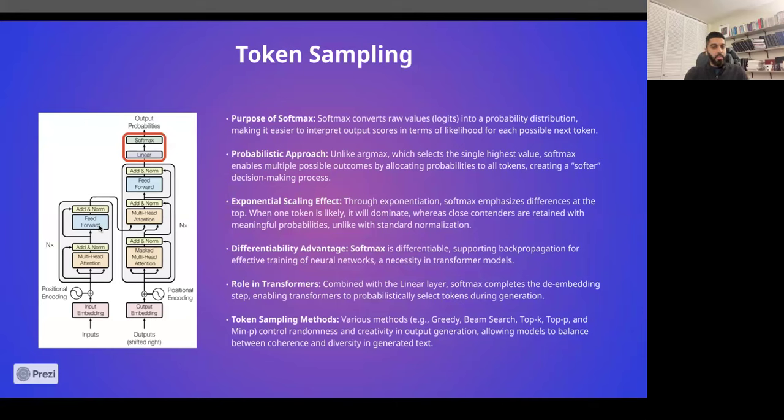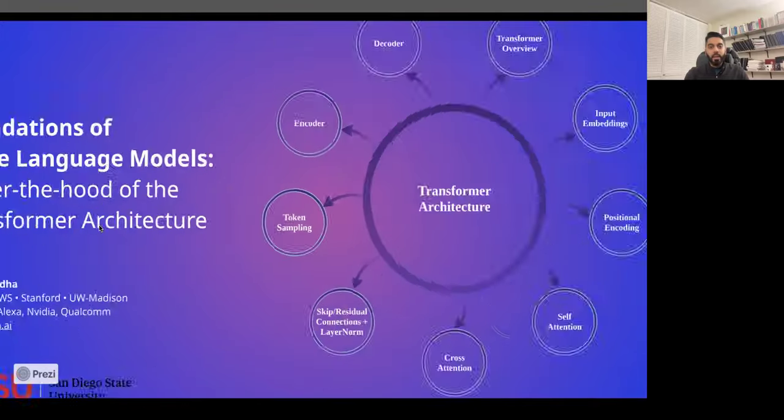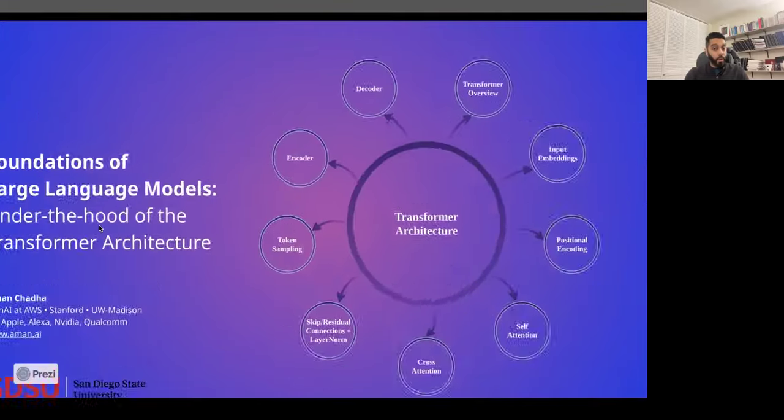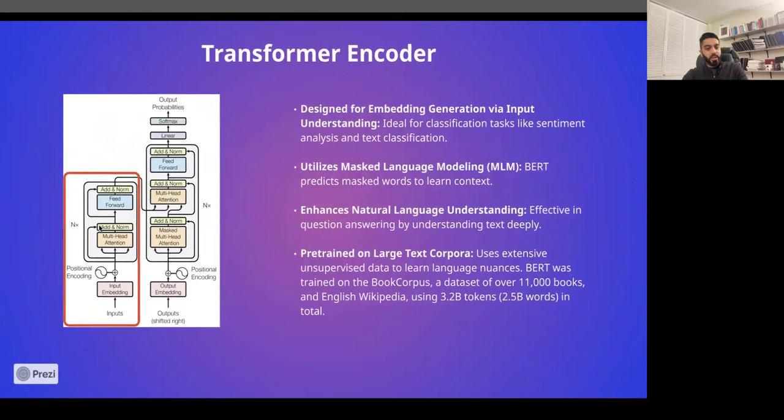All right, so that was token sampling. And then we have the encoder, which, like I mentioned in earlier parts of my talk, in the transformer architecture here, the original architecture had 2 parts. It was actually an encoder and decoder architecture, right? Like we briefly alluded to earlier. The part on the left, highlighted in the red box, is the encoder.